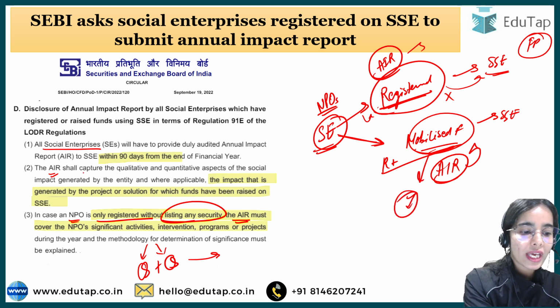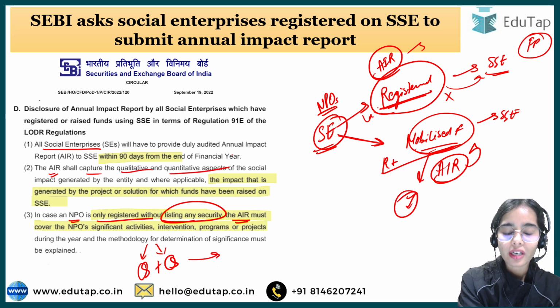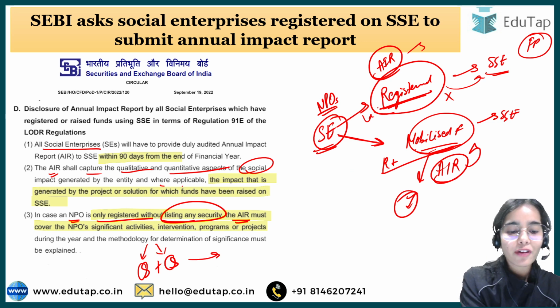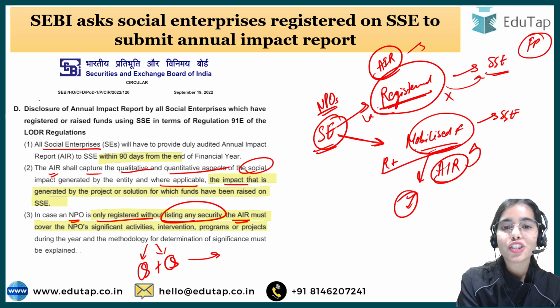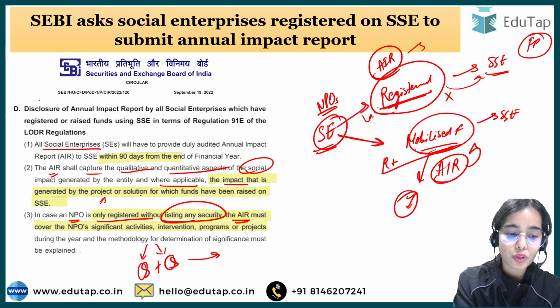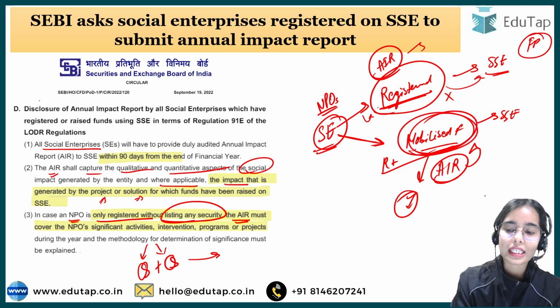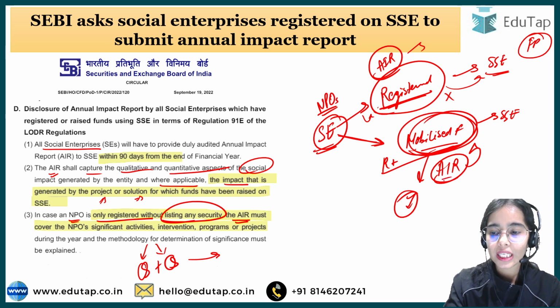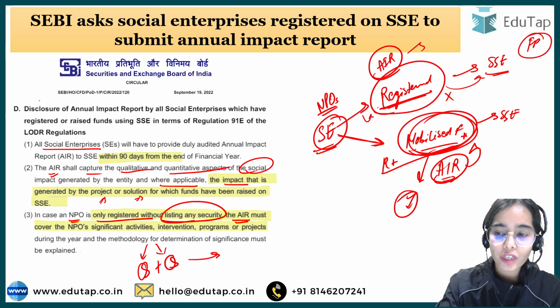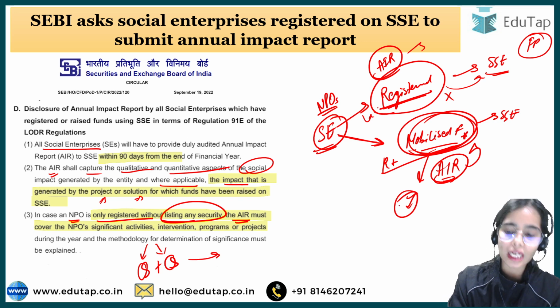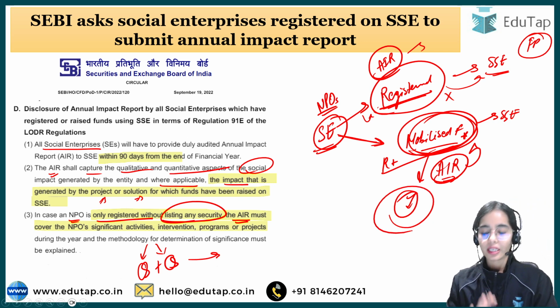Okay, so AIR shall capture the qualitative and quantitative aspect of the social impact that has been generated by the entity, and where applicable, the impact that is generated by the project. So the impact that is generated by the project or solution for which funds have been raised on the SSC has to be shown also. So in the AIR, it has to be shown that with this mobilized fund, which project was run and how much impact it has created. So this is the idea.